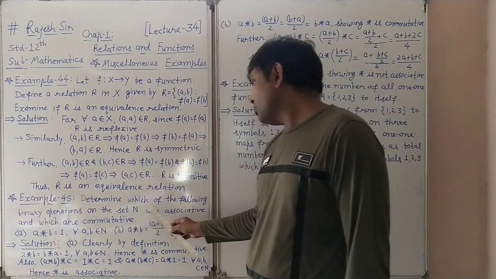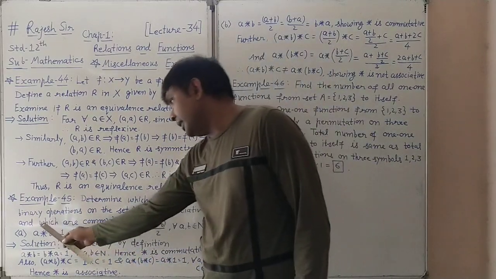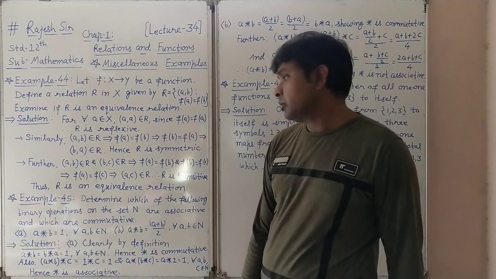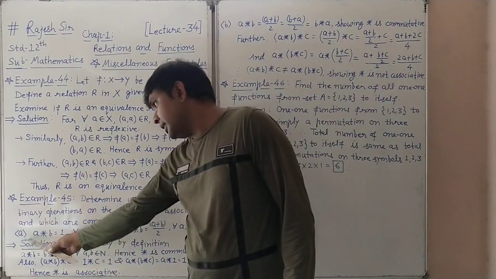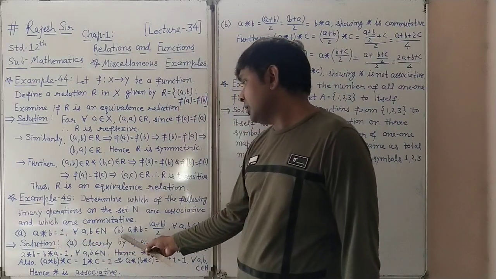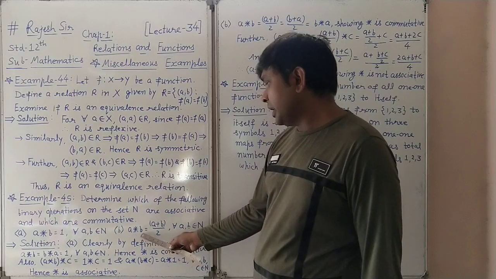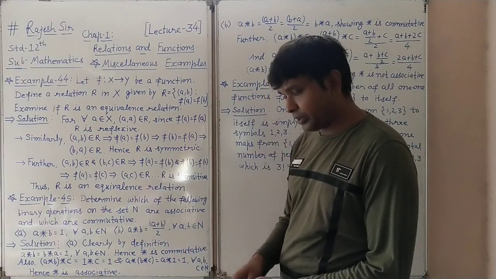Example 45: Determine which of the following binary operations on the set N are associative and which are commutative. Two binary operations are defined in this question. First, (a) a * b equals 1 for every a, b belonging to N, and (b) a * b equals (a plus b) by 2 for every a, b belonging to N.